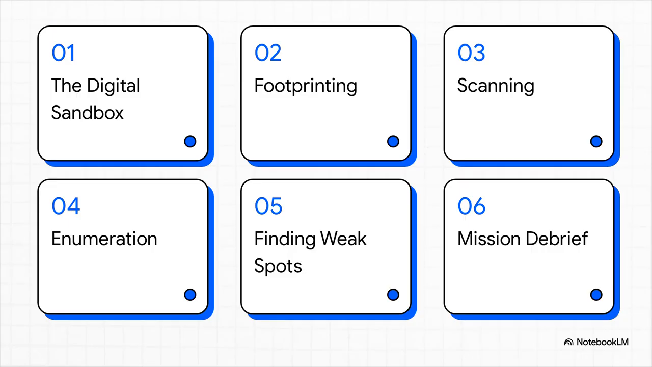So here's our game plan. First, we're going to get comfortable in our new training ground. Then we'll jump right into the core phases of gathering intel: footprinting, scanning, and then enumeration. After that, we'll take all the info we found, figure out what it all means, and then we'll debrief. I mean, this is the exact methodical process that the pros use every single day.